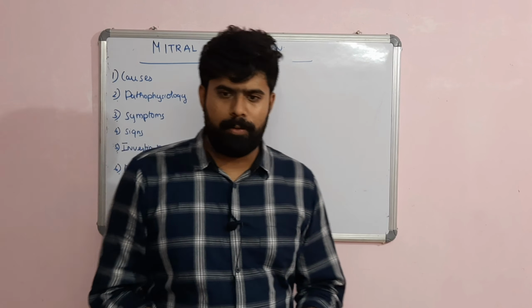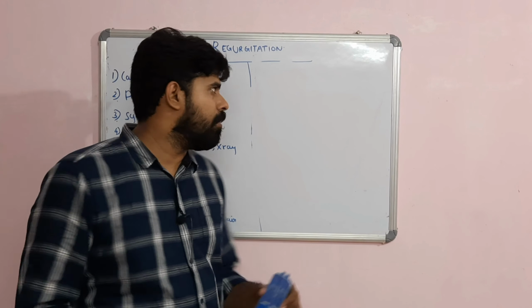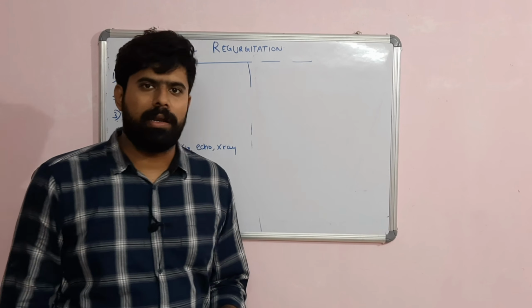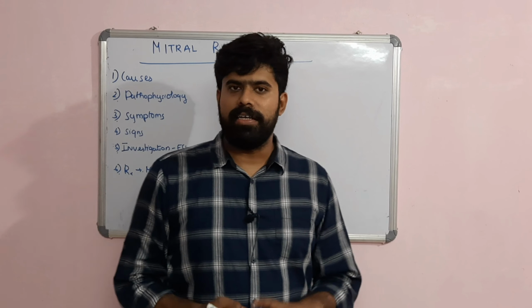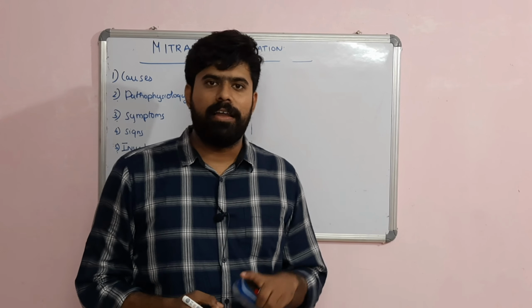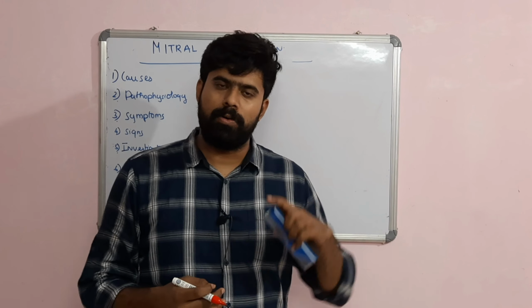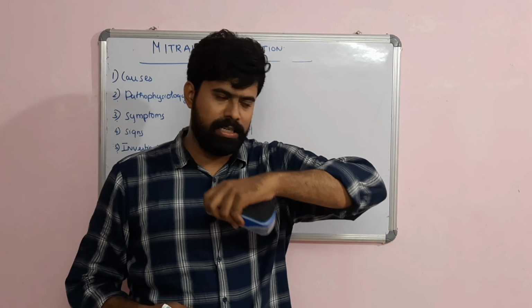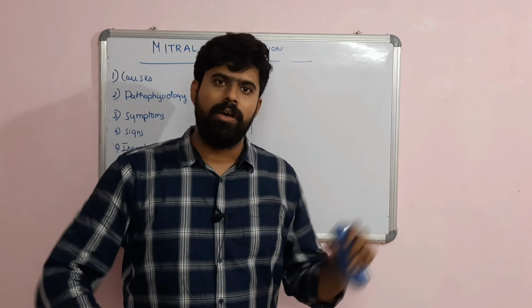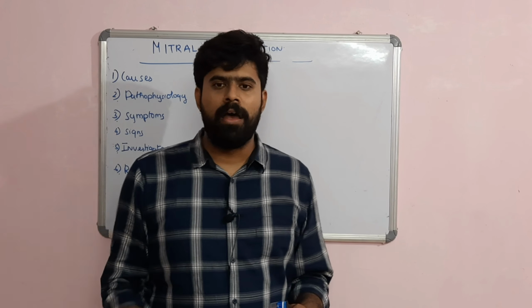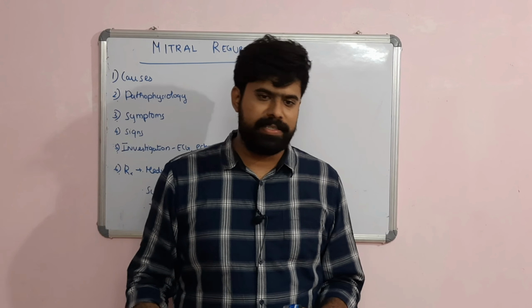So among other problems, what is something called MR begets MR? What MR begets MR means is that a chronic mitral regurgitation leads to left atrial dilatation. Left atrial dilatation will lead to pushing of the posterior mitral valve leaflets upward. This will result in increased mitral regurgitation. So MR causing more MR is what is called MR begets MR.